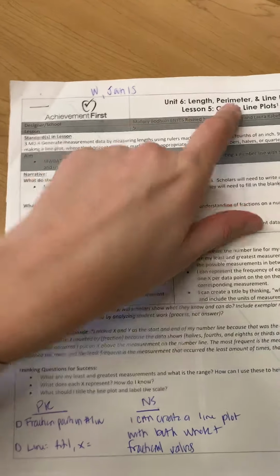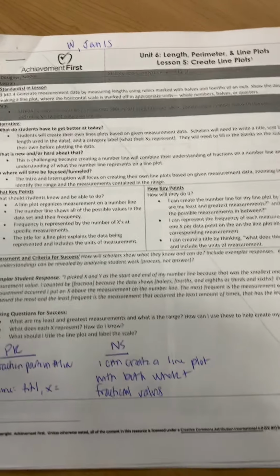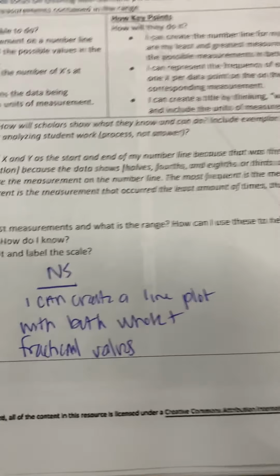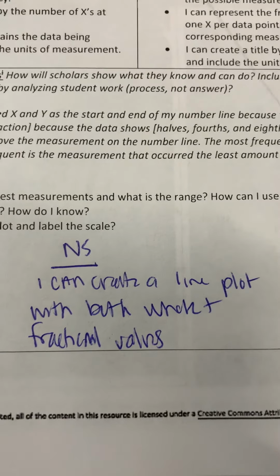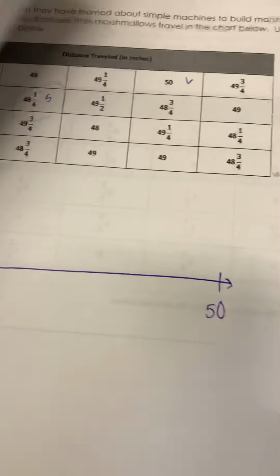Lesson 5, Unit 6, creating line plots. So today we went from interpreting line plots and solving story problems to actually creating them. So our new skill is I can create a line plot with both whole and fractional values. In order to be able to do that today, kids are going to ask themselves a sequence of questions that are actually on the front page, so I'm not sure I flipped.